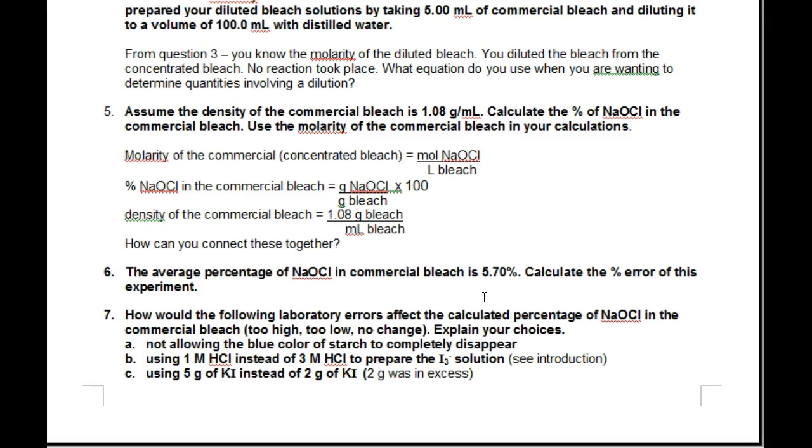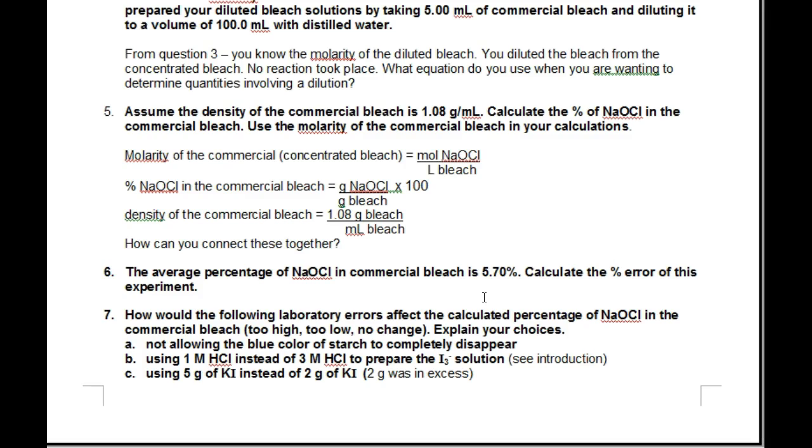So the first one says that you didn't allow the blue color of the starch to completely disappear. Again, we added the starch to be able to determine when the reaction was complete. You kind of saw what happened when it was getting close. It was that nice little bright yellow color. And then as you added the starch, it turned to kind of a grayish, bluish, purplish color. And then over time, it went back to clear.